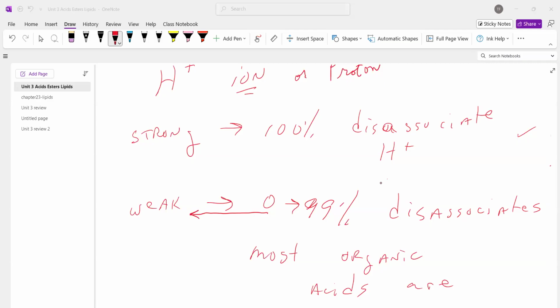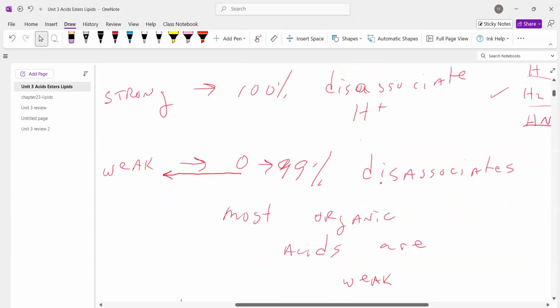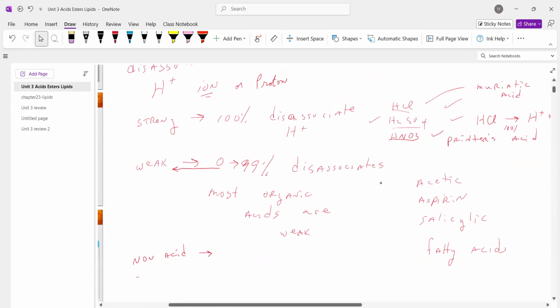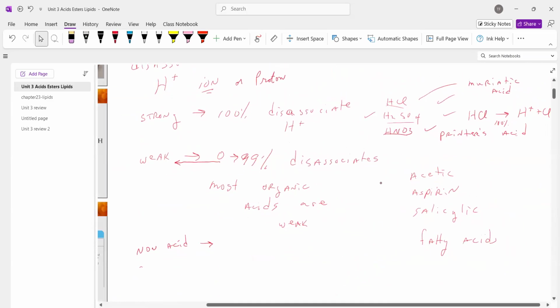Okay, so most of the acids are weak acids. That means less than 99% disassociates. Sometimes it's 1%, it's very little. So most of the weak acid is the original acid before it dissociates. Almost all organic acids are weak acids, and there are lots of weak acids in organic chemistry and biochemistry. Tons.